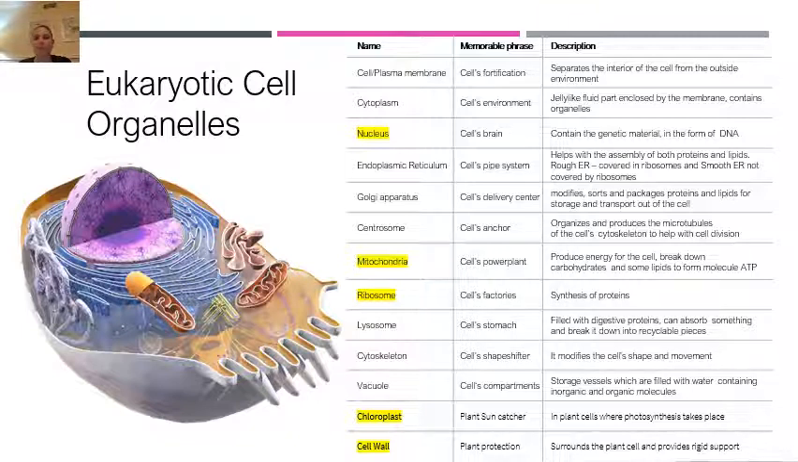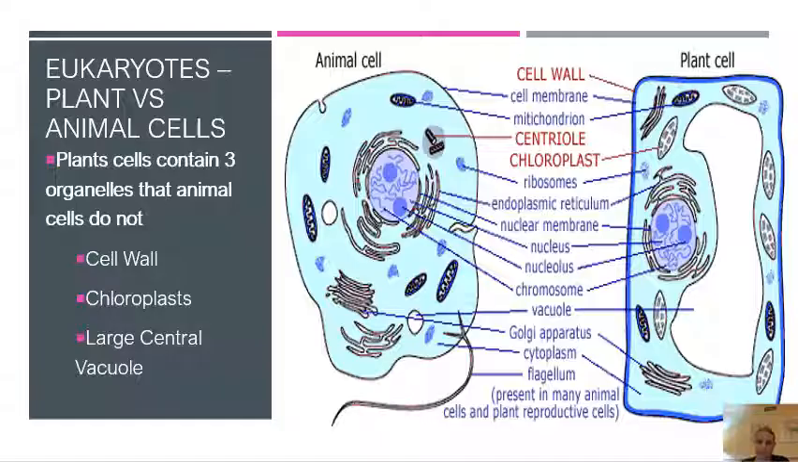Then we have the chloroplast. And again, chloroplast is where photosynthesis in plant cells takes place. And then we have the cell wall, which is also in a plant cell that surrounds it. And if we compare plant cells to animal cells, remember I told you plant cells contain 3 organelles that animal cells do not. I said, remember the 3 C's.